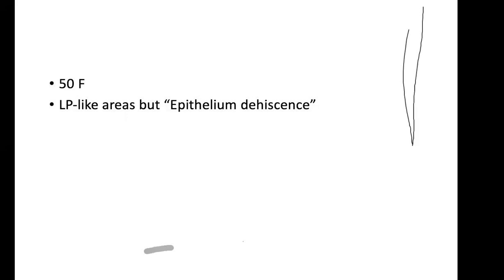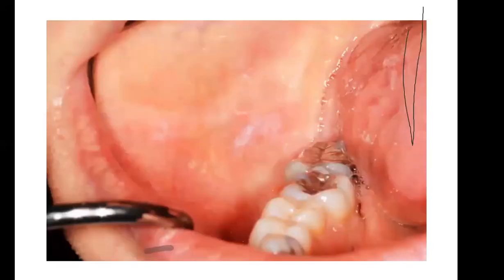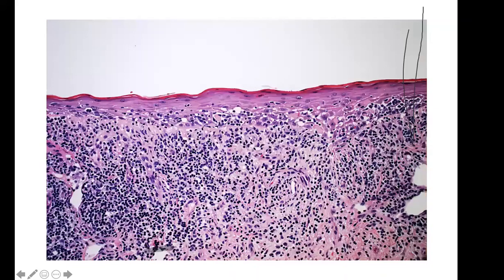50-year-old female, lichen planus-like areas, but the surgeon said the epithelium is dehiscing. So what's going on? And so here's a clinical picture the clinician sent me. There were vague areas of white patches with maybe some streaks of white lines. And so here's the histology of the case that I got. You can see the epithelium is significantly atrophic with hyperkeratosis. And you can see there are a lot of lymphocytes going into the epithelium. There's destruction of basal cells. You can see colloid bodies and civatte bodies so easily.